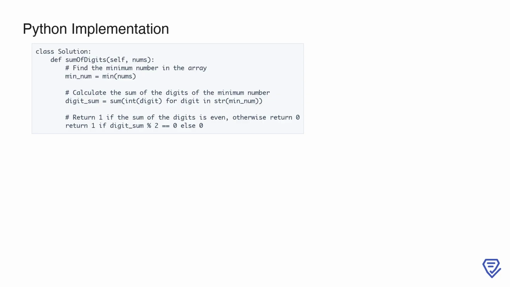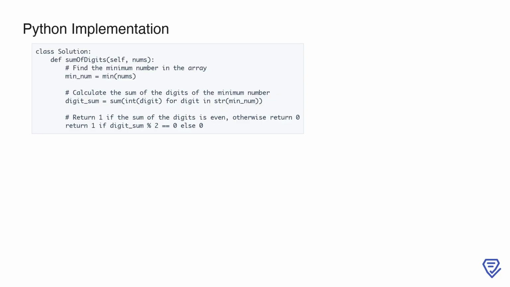2. Summing the digits. The smallest number, min_number, is converted to a string so that its digits can be iterated over. Using a generator expression inside the sum function, each digit is converted back to an integer and summed up. This process effectively calculates the sum of the digits of the smallest number. The complexity of this step depends on the number of digits in the smallest number, which is bounded by the constraint, numbers up to 10 to the power of 4.